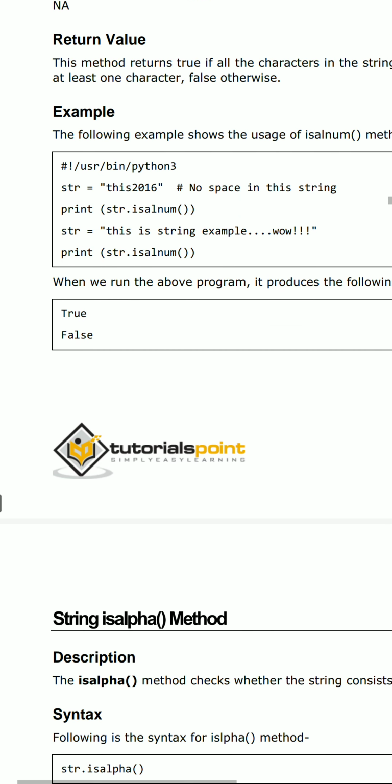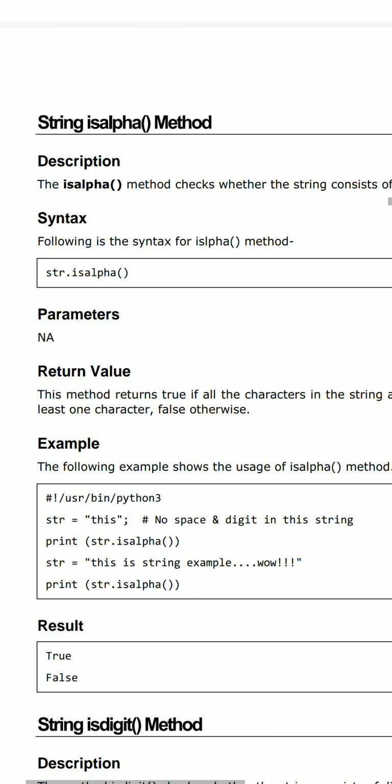The first one, string dot isalnum, is true. The first string, this2016, has both letters and numbers. That's why the output for this2016 is true. The next string is "this is string example", and when I performed the isalnum method, it returns false. Why? Because it doesn't have any numbers. That's why it returns false. And this is about the string isalnum method.